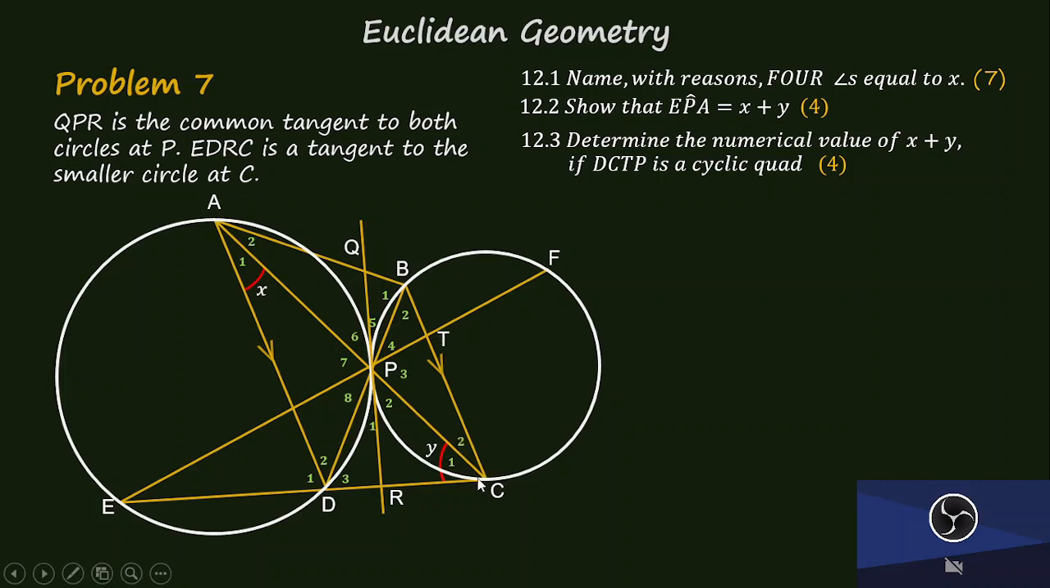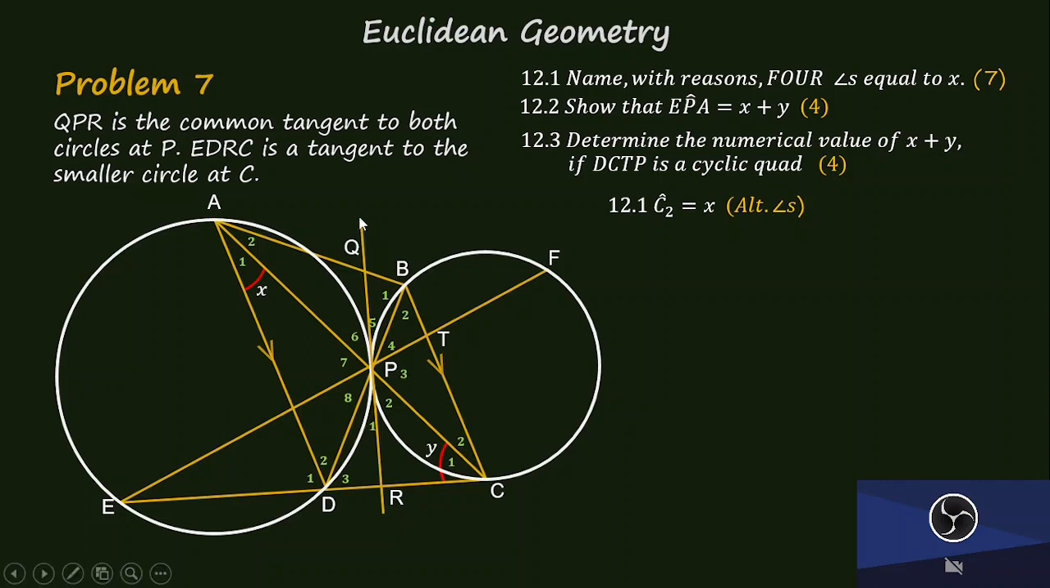These are alternate angles, right? C2 will be equal to X. These are alternate angles. By just following this Z, that will be equal to that. So C2 equals X.